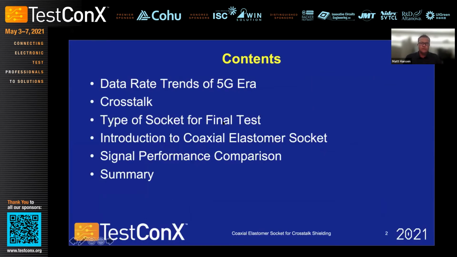Today we'll basically talk about data rate trends, crosstalk, types of sockets for final test, and then we'll introduce a coaxial elastomer socket, and then talk a little bit about performance comparisons.